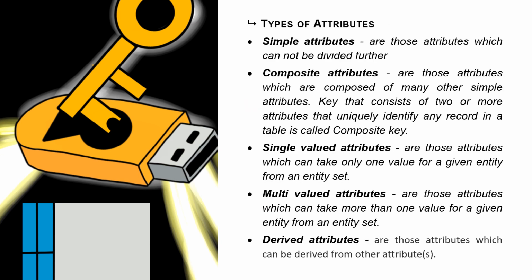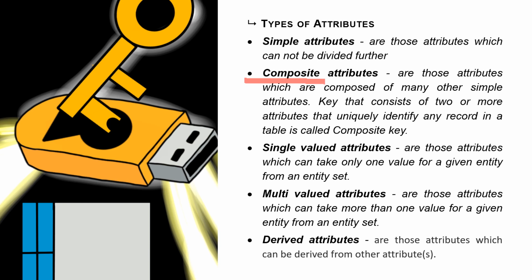So what are the types of attributes? Number one, we have the simple attributes. The simple attributes are those attributes which can be divided further. So, for example, we have the class and the student ID. Next, we have the composite. So if we say composite attribute, these are the attributes which are composed of many other simple attributes.